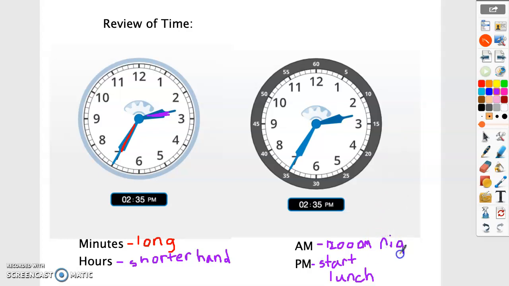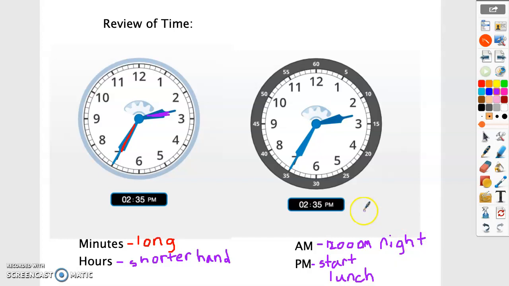All right, so we've talked about an analog clock, which is the clock face with the moving hands. A digital clock is underneath that, and that is your digital clock that tells you the hour and then the minutes. We talked about a minute hand, which is your long hand, the hour hand, which is your shorter hand, and then we talked about AM and PM. 12 AM is at night, and 12 PM would be like lunchtime during the day, okay?